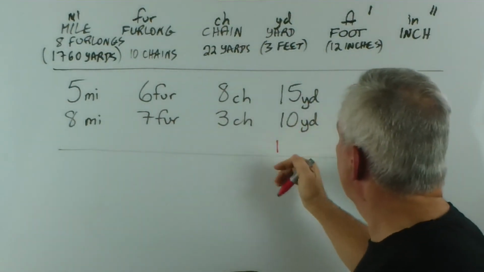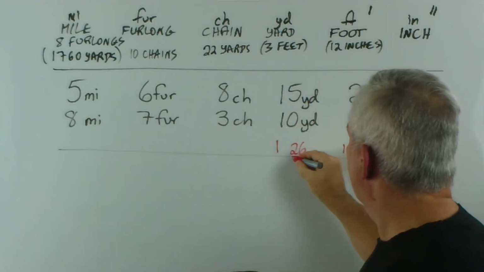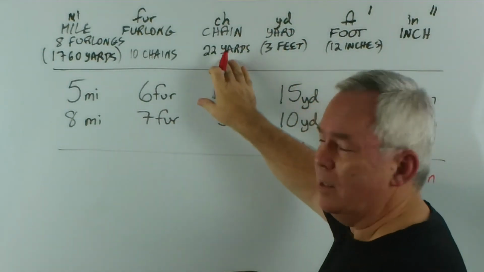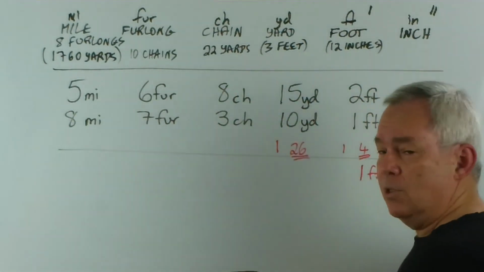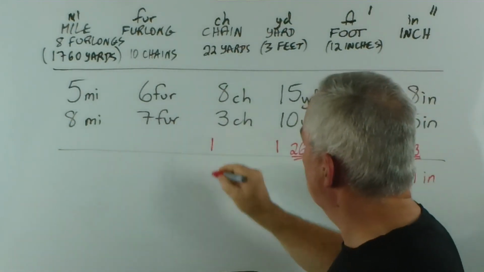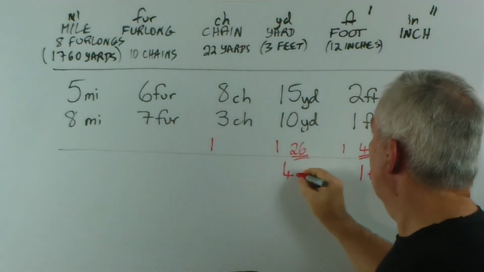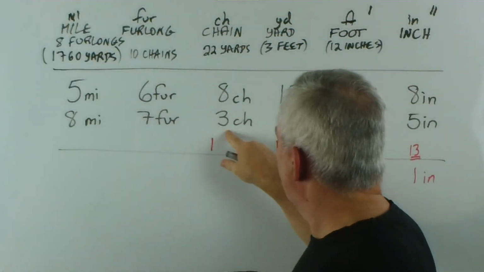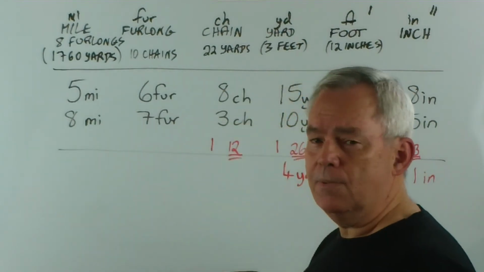Moving across to the yards. 15 and 10 is 25 plus 1 is 26. So this column has 26 yards. But the next column, the chain, is based on a collection of 22 yards. We have 26 here, which is too many. We can actually take a bundle of 22 yards out of it and make 1 chain. And if we remove those 22 yards, we're left with 4 yards. Here we add the 8 and 3 and the 1, which makes 12. So we have 12 chains.